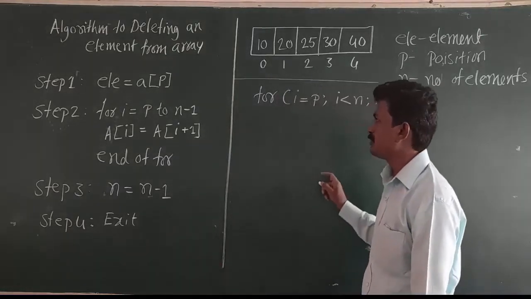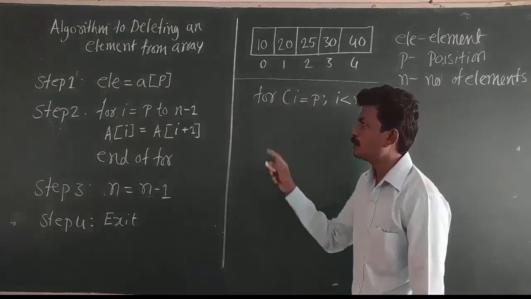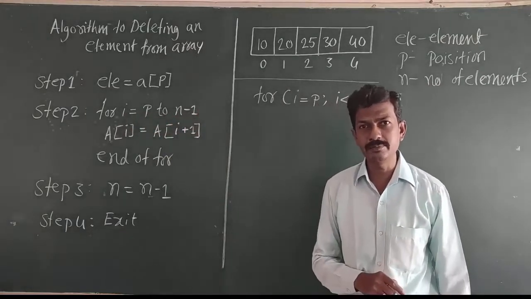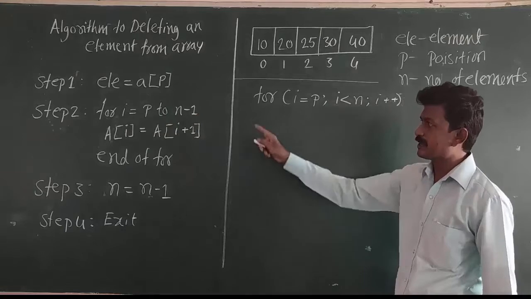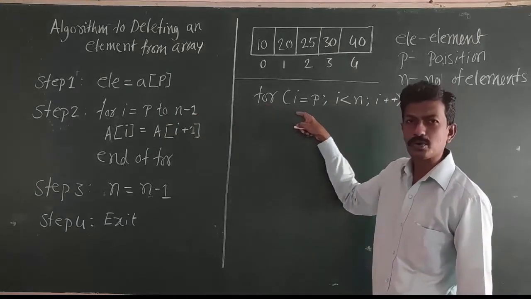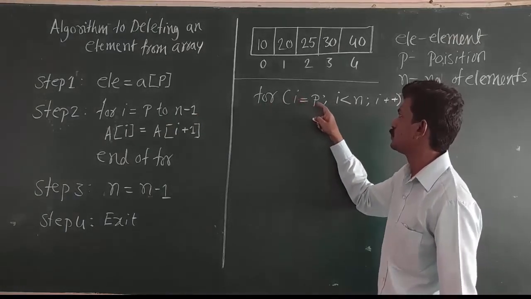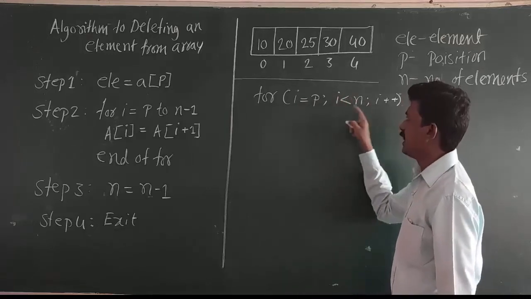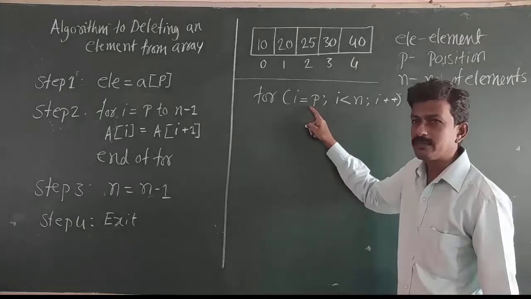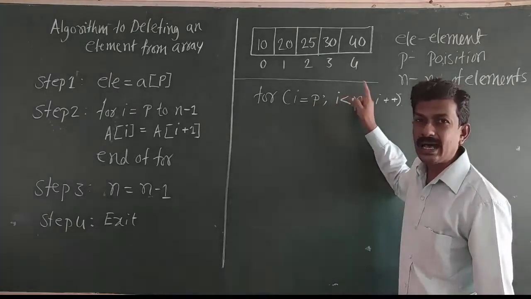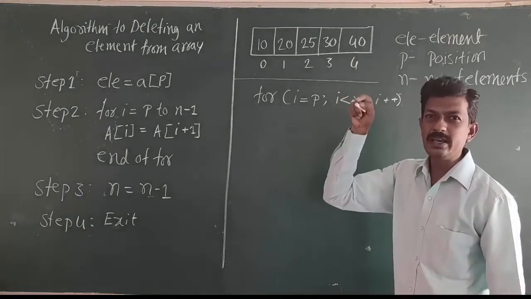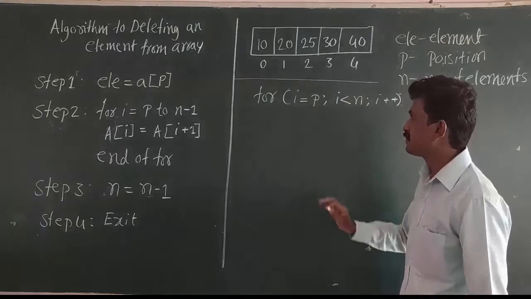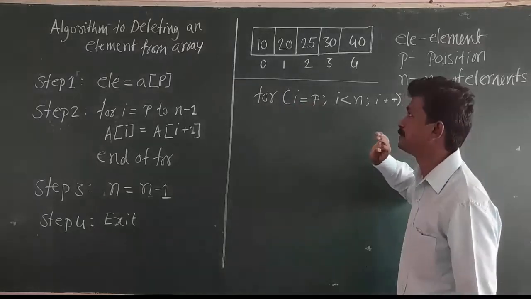In the algorithm we mention the for loop as for I equal to P to n minus 1. While implementing in a program, we implement the same concept with this programming code: for I equal to P, I less than n, I plus plus, which means I need to shift all the elements from the particular position to the last index of that array to their previous index value. That is the simple concept behind this technique.